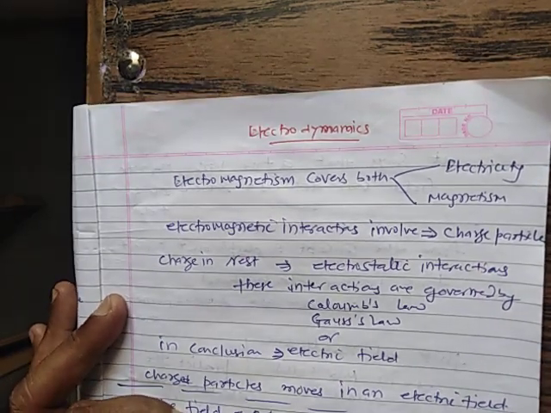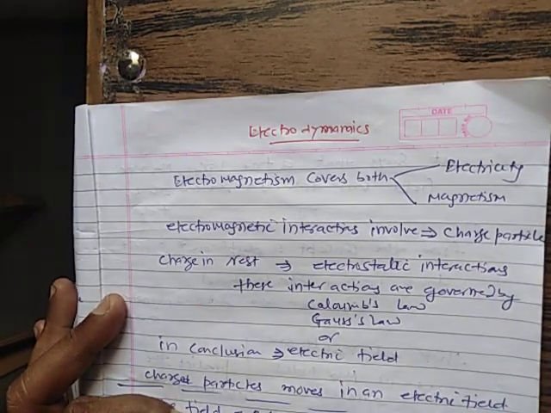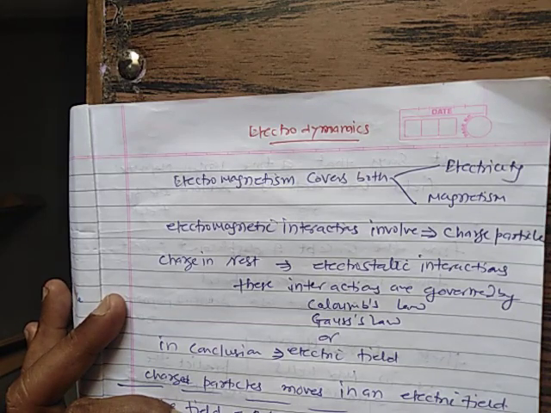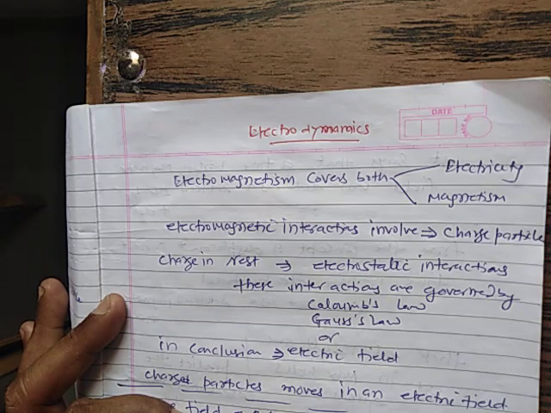I am Dr. K.C. Jain, and today we are going to discuss electrodynamics. Electrodynamics basically involves the equations of electrostatics and magnetism. So electromagnetism covers both electricity and magnetism. Electromagnetic interactions basically involve the charged particle, and the charged particle here is the electron.